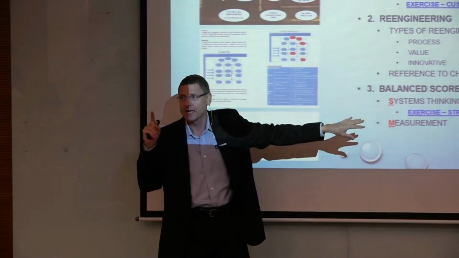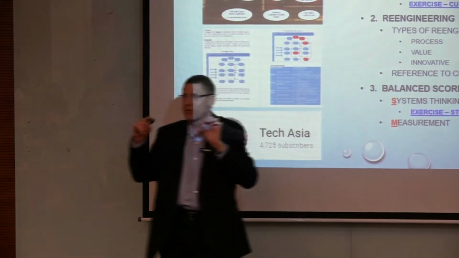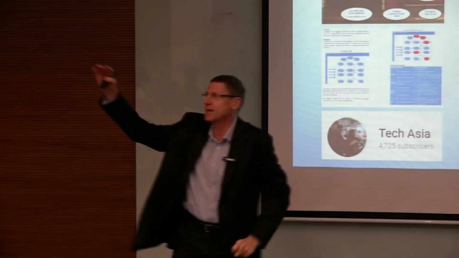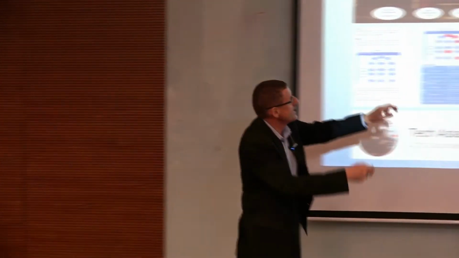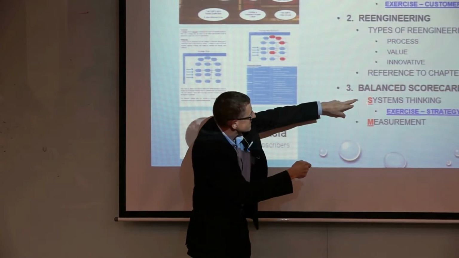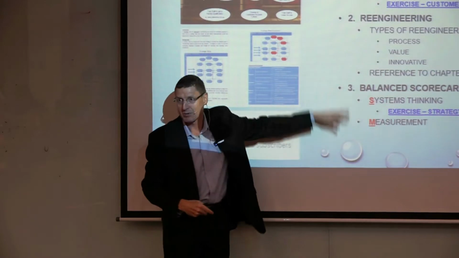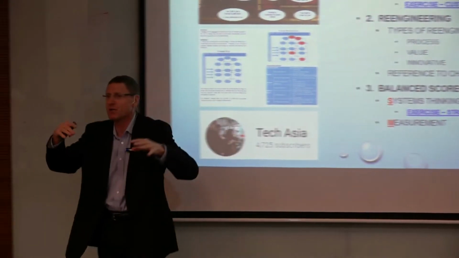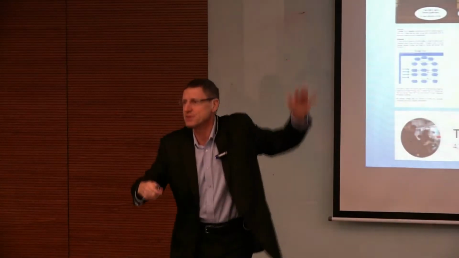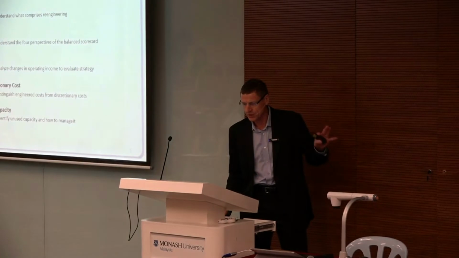Now, there's 3 areas I want you to circle now, because some of you may get confused. There are 3 learning objectives, but there's these 3 other things, and that is the S for strategy, the S for systems thinking, and the M for measurement. We're going to come back to that. So when I talk about those 3 things, I don't want you to get that confused with the 3 learning objectives in Chapter 12. So I'm preparing you for that. Let's get moving before I talk too much.